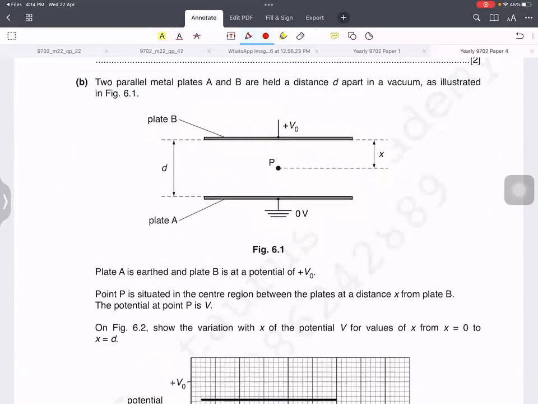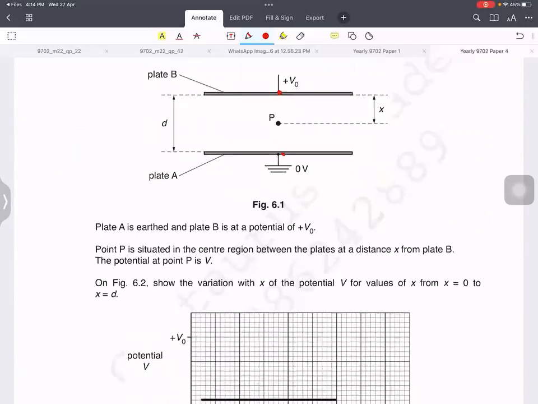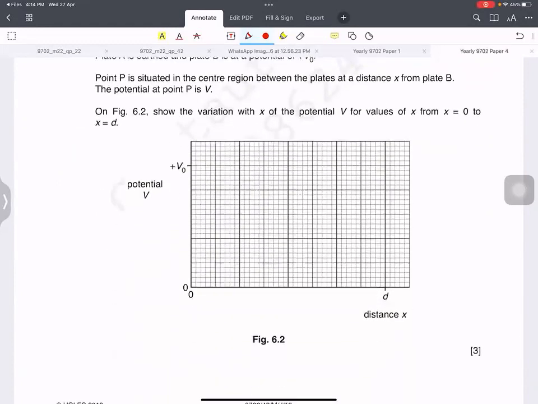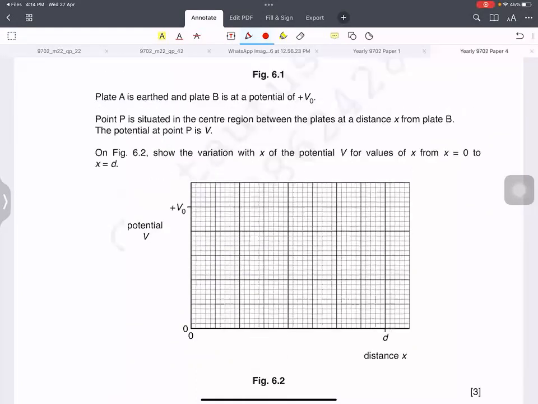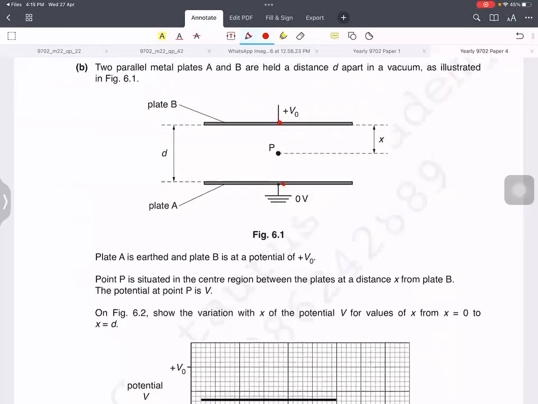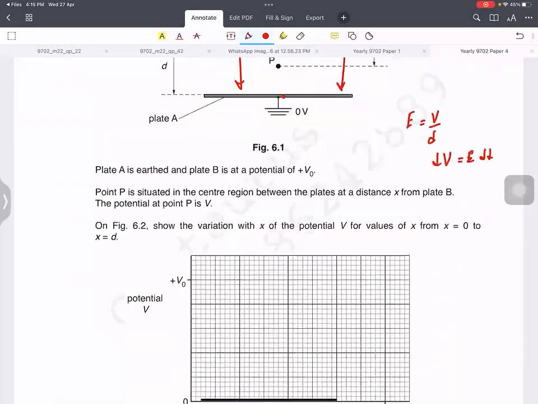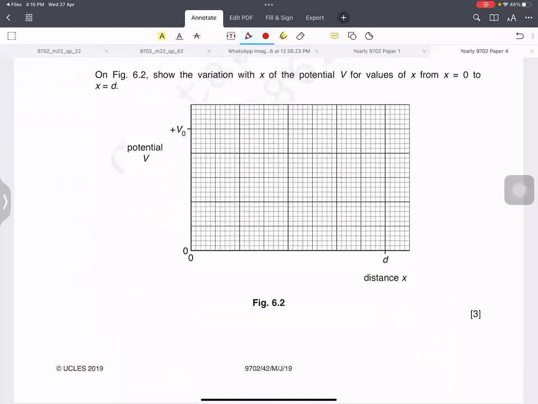Jaise yahan positive potential and zero potential. If the distance increases, this should decrease, right? And because aapko maloom hai ki yahan pe field jo hogi wo uniform hogi, uniform field ka formula hota hai V upon D. So V and D, if this is decreasing, it's like going down. So let's do it like this. It will be a straight line, isn't it? Till it reaches zero.